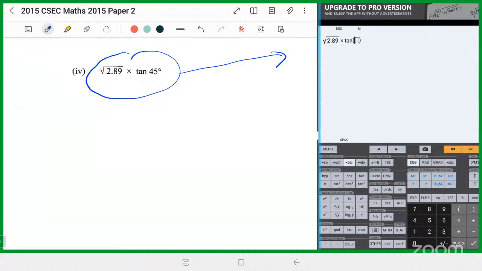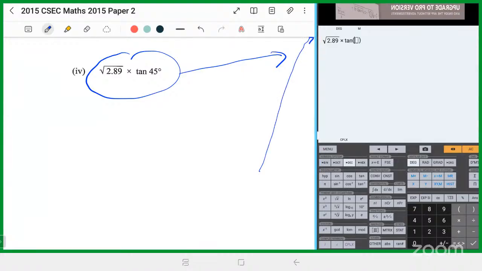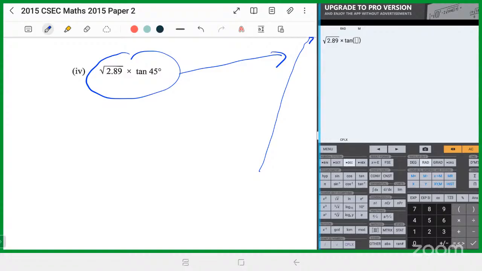If you look all the way at the top, above the square root sign, you're going to see DEG. Some calculators will have DEG, some will have D. I'm going to change it to radians right now so you can see it. See RAD, you don't want that.